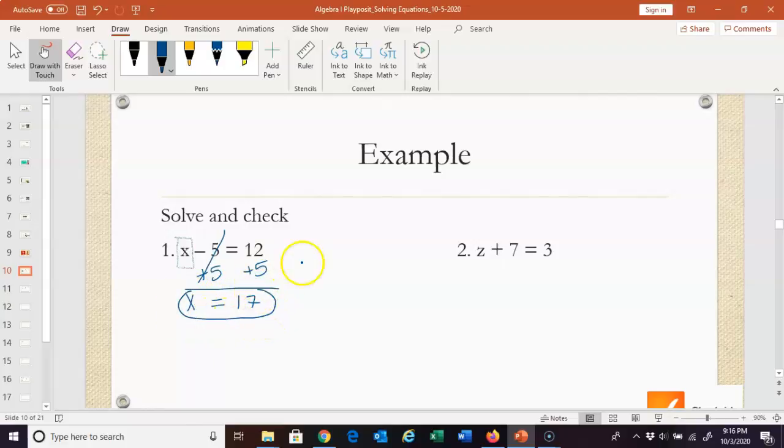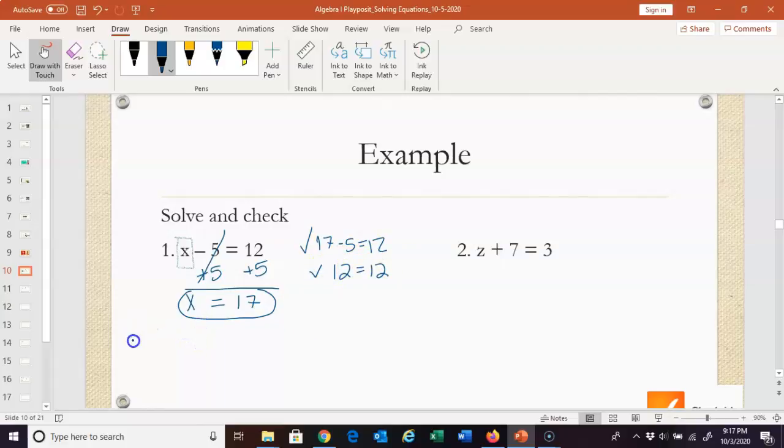Now, I recommend always checking it because you can, right? You have the time. It's not too hard. All we have to do is take whatever we got for the variable and plug it in and see if it works. So let's plug in 17 for x. And sure enough, you get 12 equals 12. So it does work. You got the answer right.